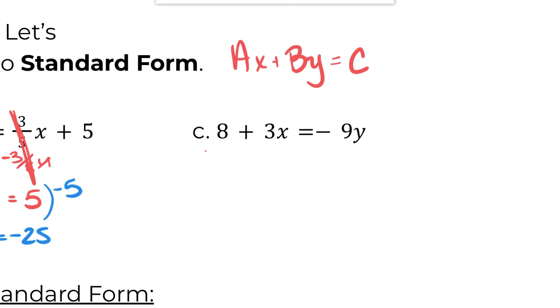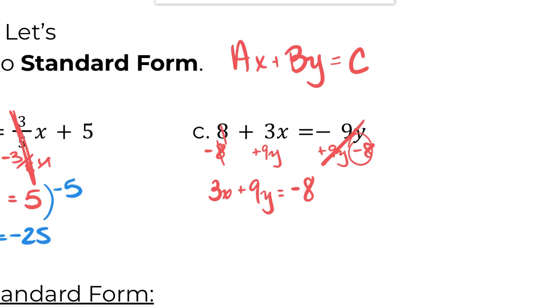If I need to move my constant, I'm going to subtract 8 on both sides. And then if I want to move my y value, I'm going to add 9y to both sides. And then I'll just write it in the order that it falls. So on the left side, the 8's cancel out. I have 3x. And now I added 9y, so I get 3x plus 9y equals, well, these 9y's cancel out, and we have -8 left over here. So 3x plus 9y equals -8.